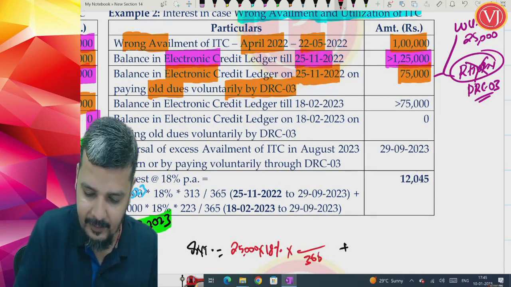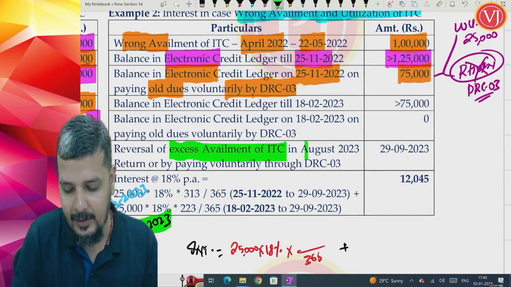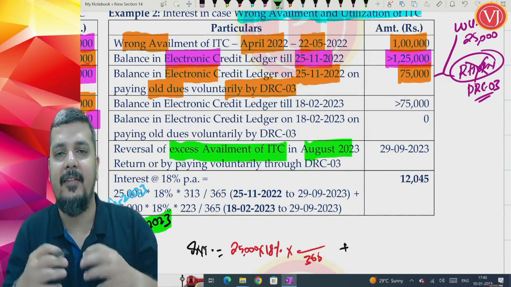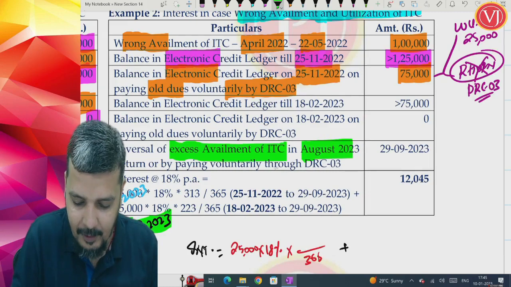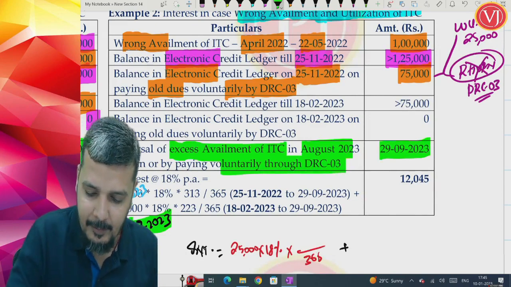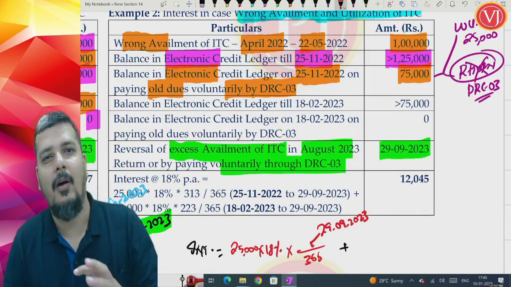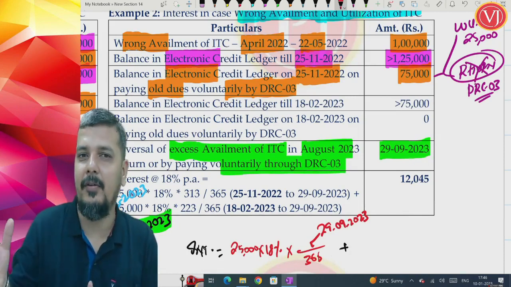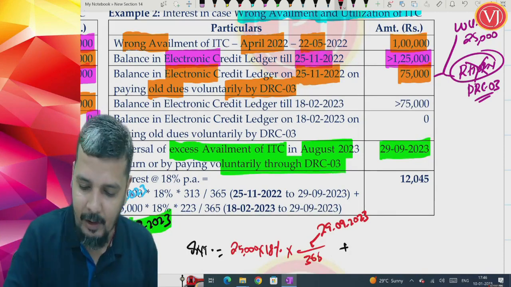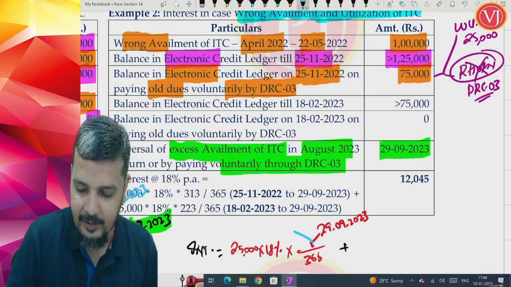divided by 365 days. And here also I am reversing that excess availment of ITC later on. When I find that excess availment is happening, I may reverse it by way of return or I may pay it by way of DRC 03. That doesn't cause any change. That is done on 29th of September 2023. So the last date is simple, 29th of September 2023, the actual date of reversal, whether by return or by DRC 03. That will not make any change. But from which date is this wrong utilization actually happening?